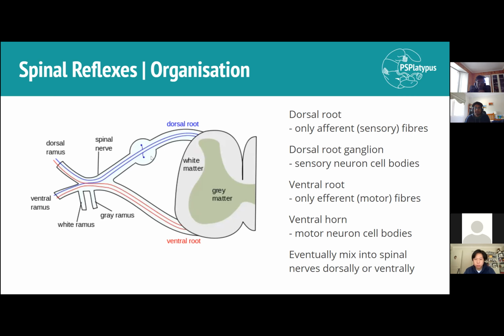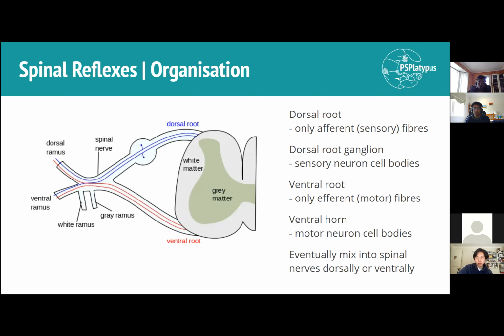And this little bump here, this little ball here, is what we call the dorsal root ganglion. So you can see the small dots, and that signifies the sensory neuron cell bodies. So cell bodies, we're referring primarily to the nuclei. So it's going to have the nucleus of the cell as it extends from the receptor down into the spinal cord.